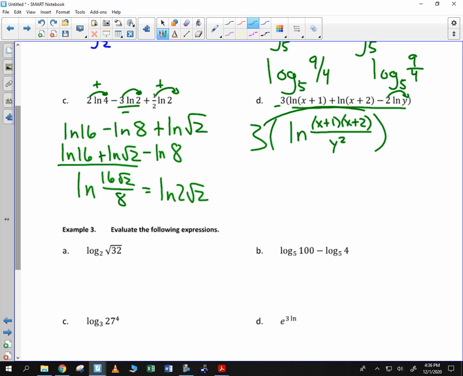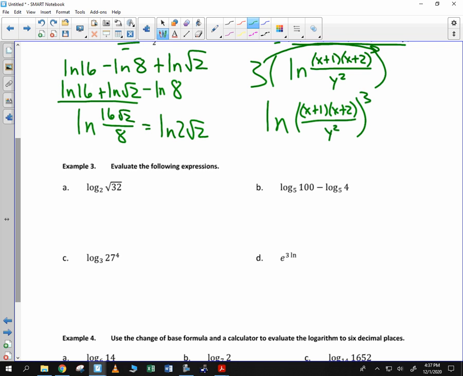And now I can put the 3 up here. So the natural log of this thing, x plus 1 times x plus 2 over y squared, and we're taking that to the 3rd power. We're not cubing the natural log, we're cubing everything inside of that. There's multiple ways of doing this. You want to write it like instead of that, you want to go 3 and 3, and then this was 6 down here. That would be fine too.